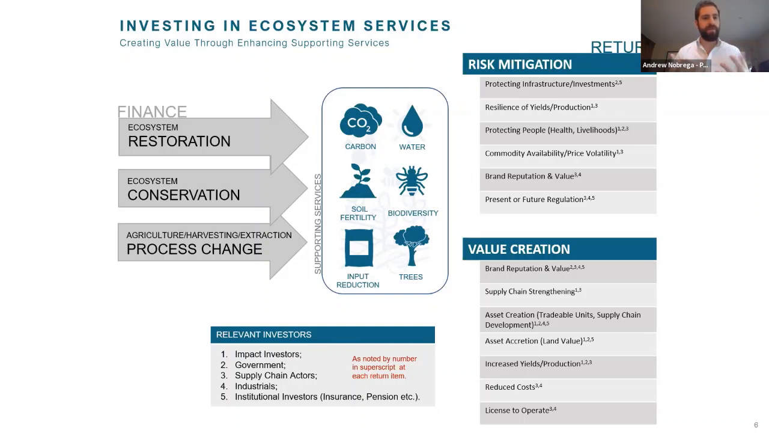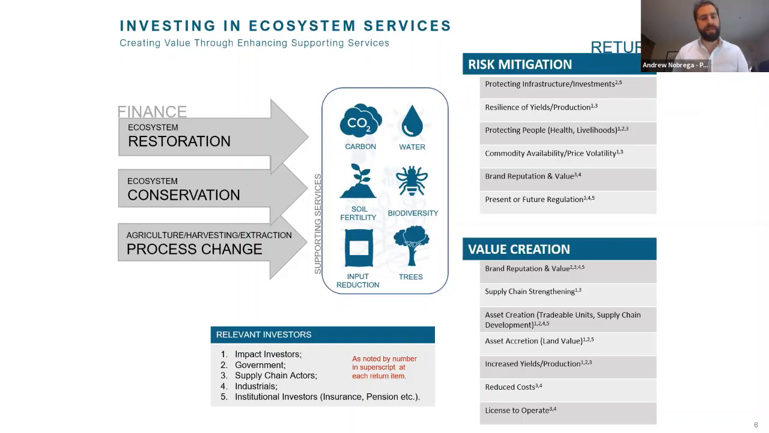Government is responsible for the infrastructure in their country. If floods are occurring as a result of land degradation over time, the government is going to be responsible for reinvesting in that infrastructure. So there's an inherent interest in government to protect those lands and reduce the degradation of that infrastructure. Resilience of yields and production applies to a lot of actors, including the farmer, but impact investors could benefit from that in terms of the investment they make, and so could supply chain actors. If you're sourcing a specific commodity, you want to help produce and improve yields of those commodities over time.